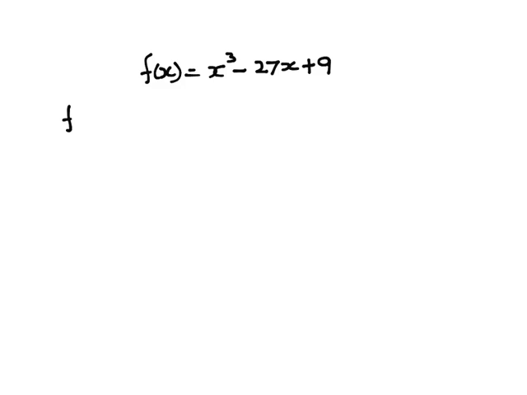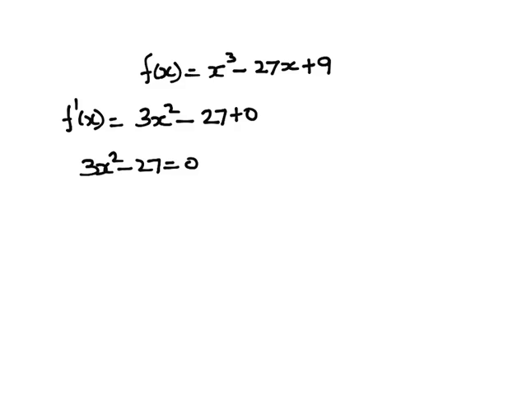So f dash of x equals the derivative of x cube, which is 3x squared, minus the derivative of 27x, which is 27, plus 0. So 3x squared minus 27. Now to find the stationary points, you need to equate the first derivative to 0. So 3x squared minus 27 equals 0. So it will give me x equal to plus or minus 3, right? x squared will be equal to 9, so x will be plus or minus 3.